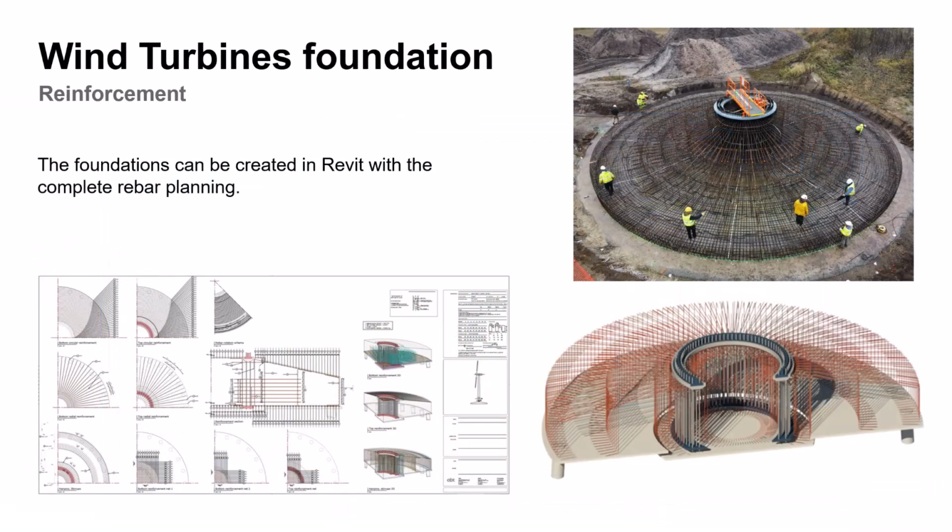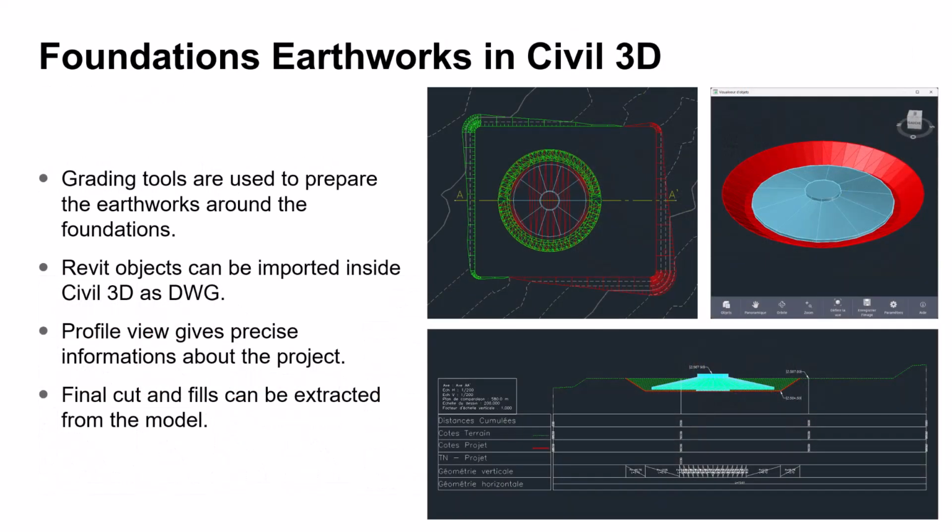The foundations of these turbines are very important, and they can be created inside of Revit, which allows for complete rebar planning and detailing, ensuring structural integrity. For the earthworks around the foundations, we use grading tools in Civil 3D to prepare the site effectively. Revit objects, such as the detail foundation, can be imported directly into Civil 3D as DWG files. The profile view provides precise information about the project, and finally, cut and fills quantities can be extracted from the model for accurate cost estimation and construction planning.